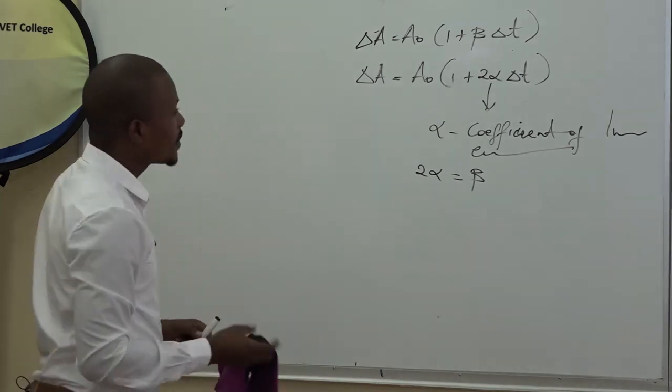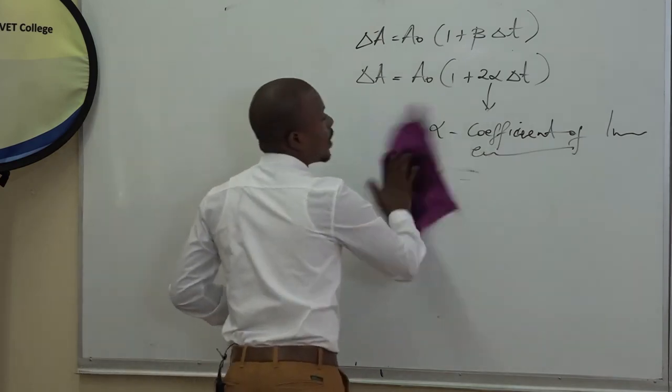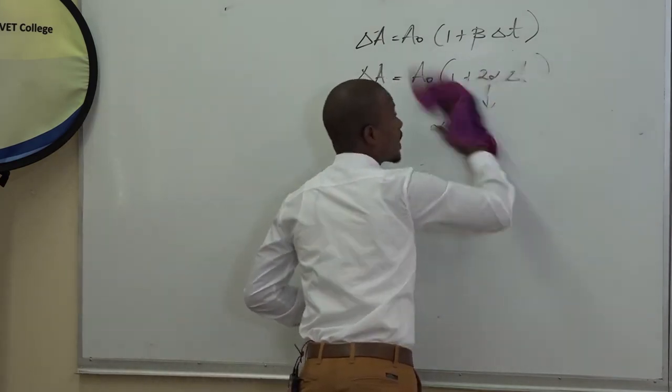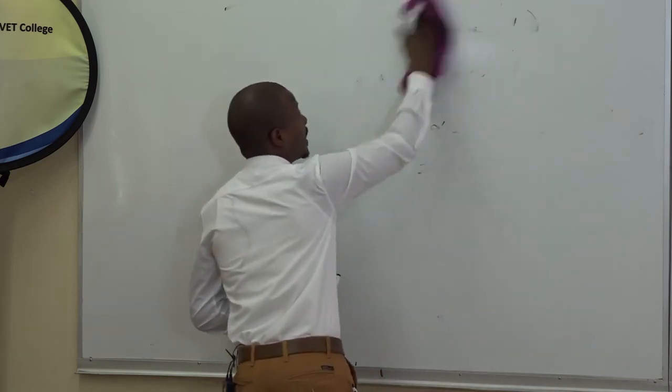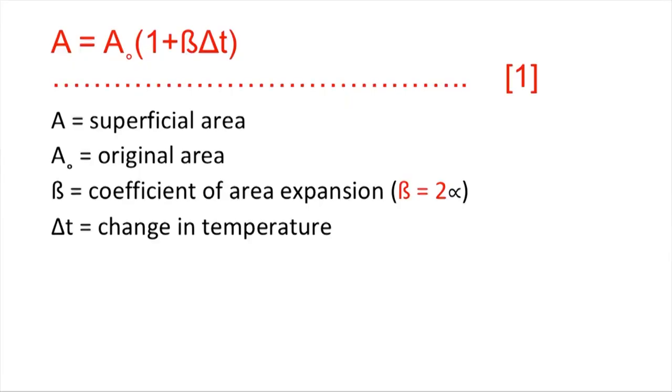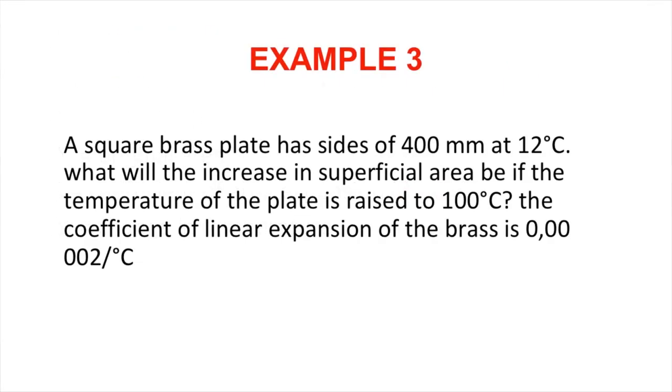But now, it is very much important to know how to go about applying that. We'll see it on this question. We have a square brass plate which has sides 400 millimeters at 12 degrees Celsius. What will the increase in superficial area be if the temperature of the plate is raised to 100 degrees Celsius? And then they said the coefficient of linear expansion of the brass is 0.00002 per degree Celsius.